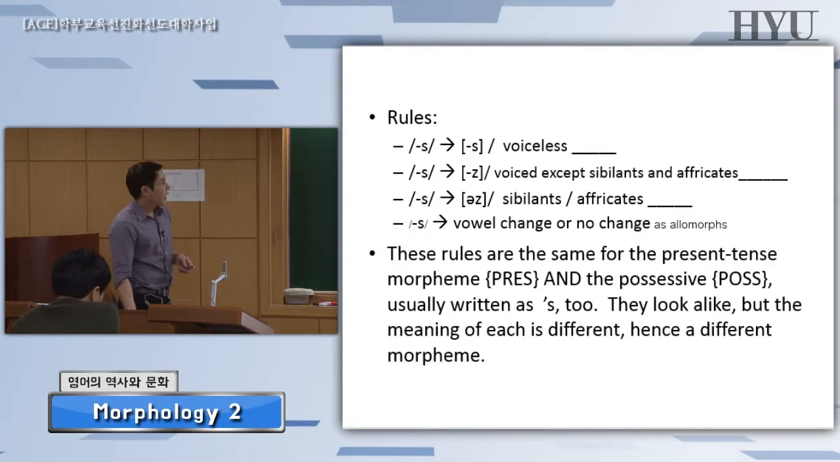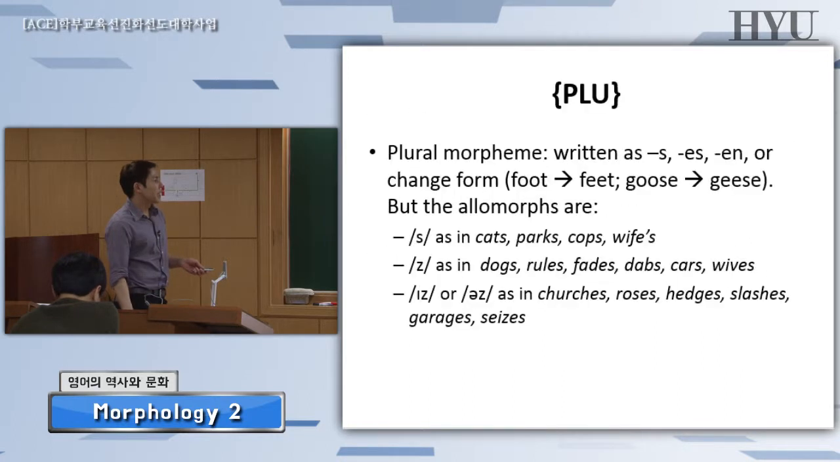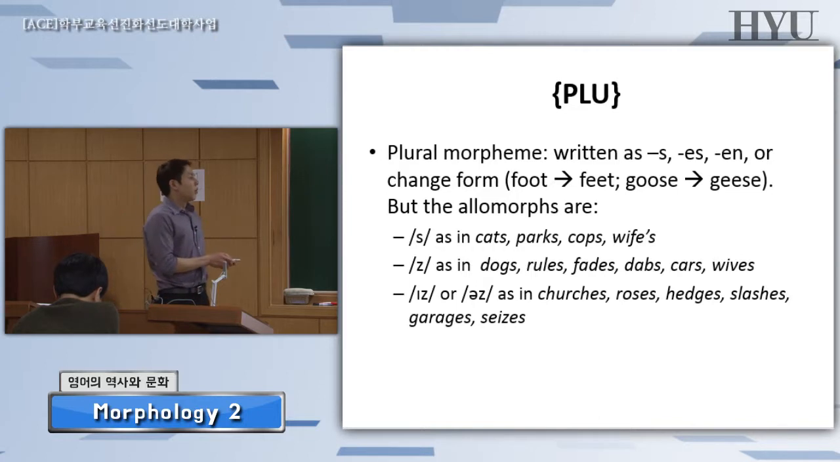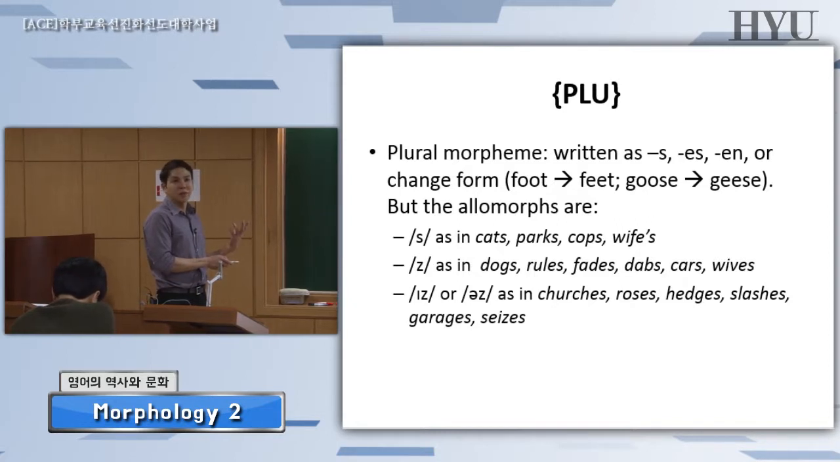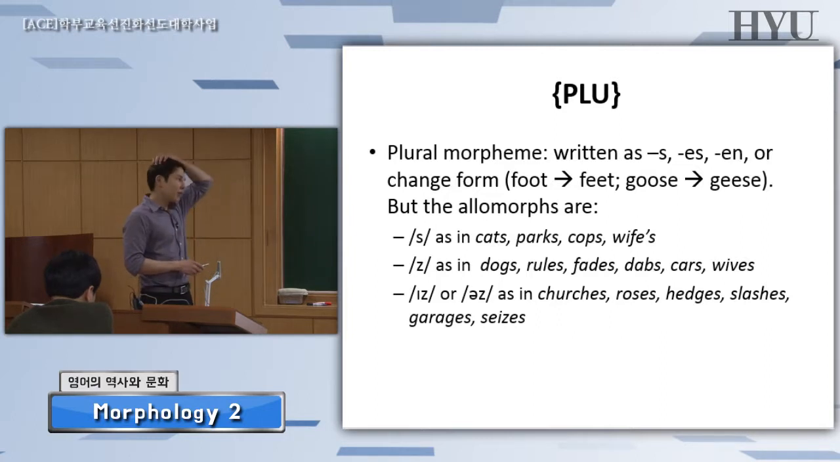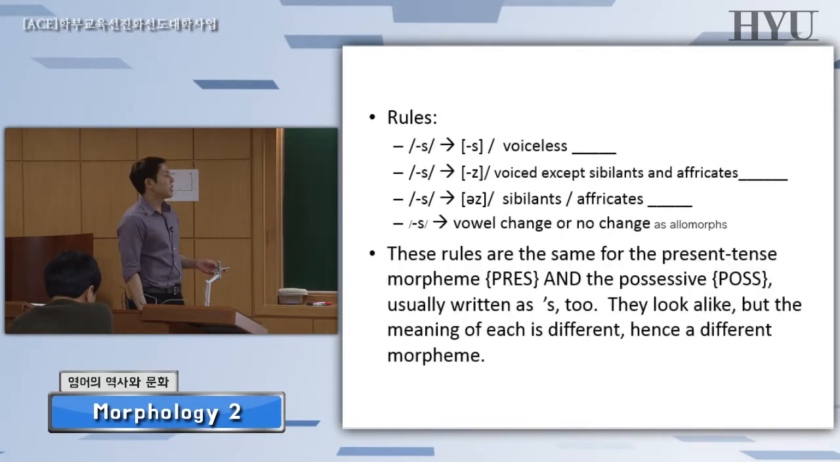On the other hand, if the front sound is a voiced sound like dogs, G is a voiced sound. Rule, L, liquid sound is voiced. Fades, D sound is a voiced stop. Dabs, B sound is a voiced stop. Okay? If the preceding consonant sound is voiced, S cannot stay S, but it will change to a Z to match the voicing. That is the second rule. S changes to Z, voiced, when it's after a voiced sound, except sibilants and affricates, which we will talk about in a minute. Okay?